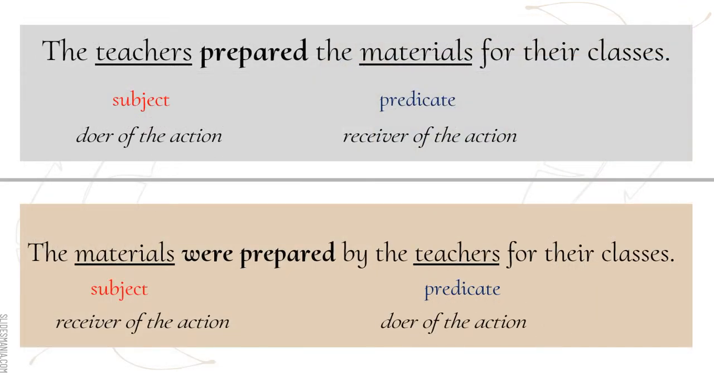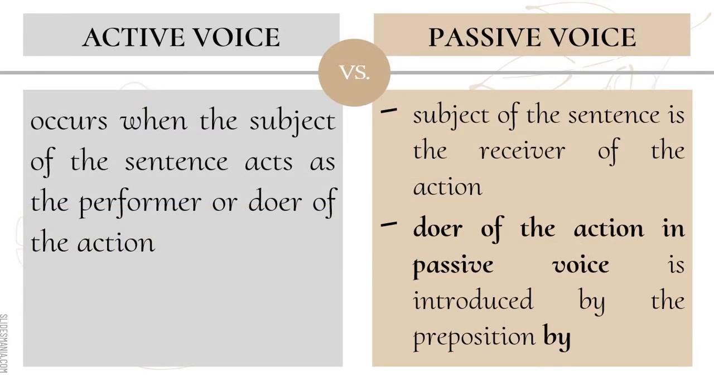Okay. Now, we have here the example sentence: The teachers prepared the materials for their classes. So what is the subject? We have here the subject teachers. And what is the predicate? The predicate is the materials. Now, who is the doer of the action here? If the answer is the teachers, let us go back, okay?